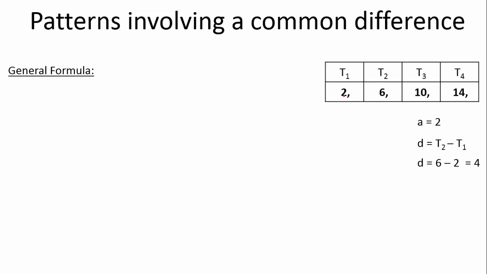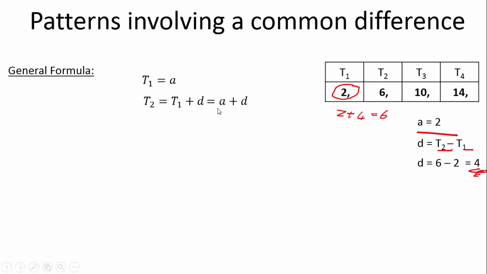We have our formula, our pattern 2, 6, 10, 14. T1, we call T1 A. What I mean by that, T1 is equal to A, and here in this example, A is equal to 2. T2 is equal to T1 plus a difference. That makes sense. You know our difference is T2 minus T1, and that difference is 4. So if T1 is 2, plus a difference of 4, we're going to get 6, and that is T2. So T1 is the same as A.